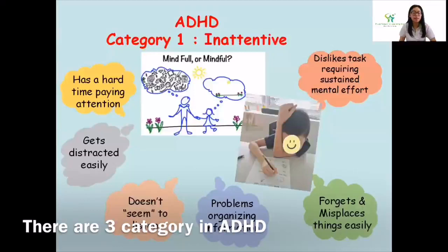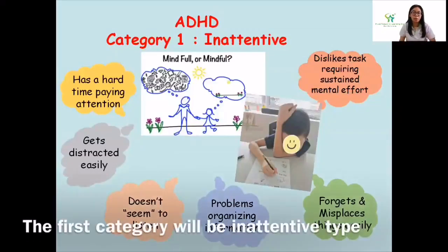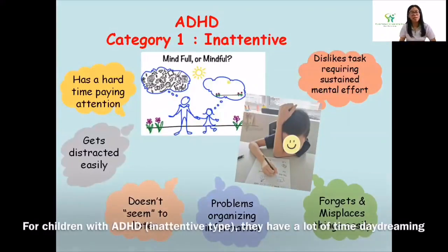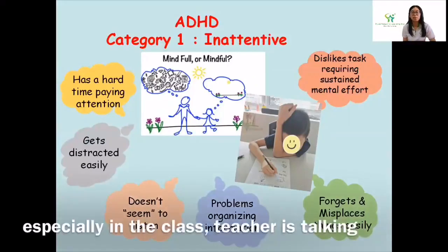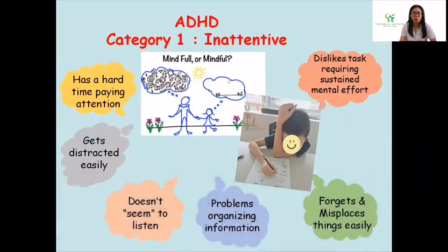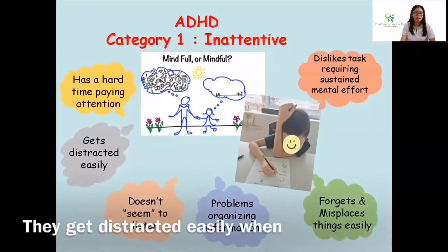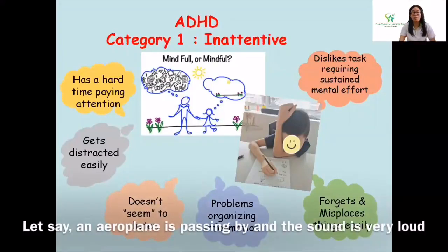There are 3 categories in ADHD. So the first category will be inattentive type. Children with ADHD who fall under the inattentive type have a lot of time daydreaming, especially in classroom. When the teacher is talking, they don't focus or pay attention to what the teacher is talking about. They get distracted easily when, let's say, the aeroplane is passing by.